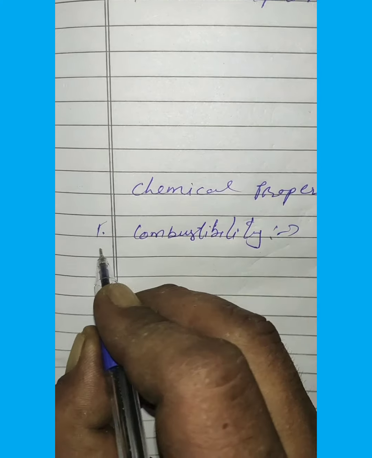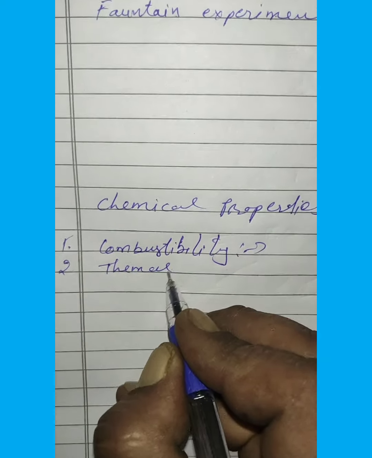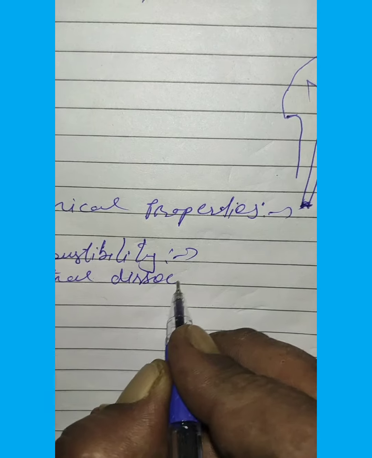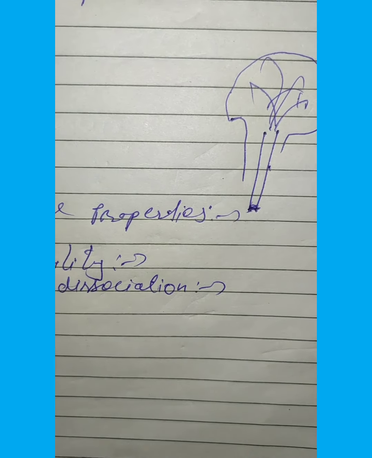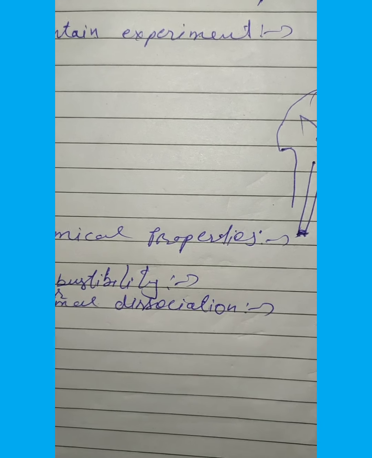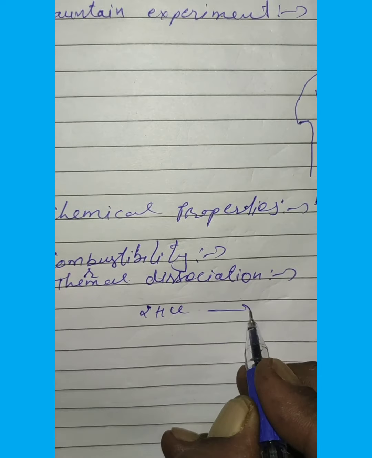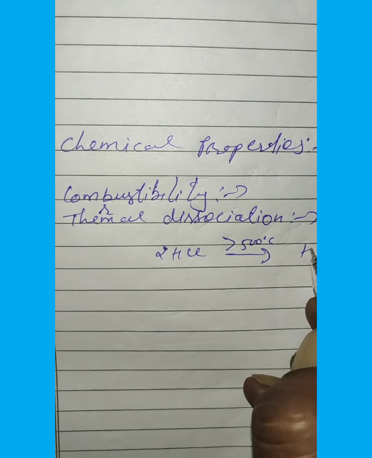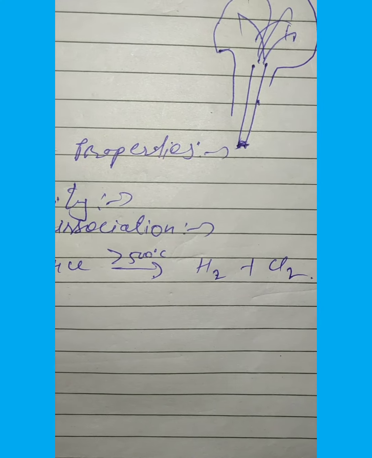Number 2, thermal dissociation. On heating above 500 degrees Celsius, it dissociates into hydrogen and chlorine gas. That means when hydrogen chloride is heated above 500 degrees Celsius, it dissociates into hydrogen and chlorine gas.